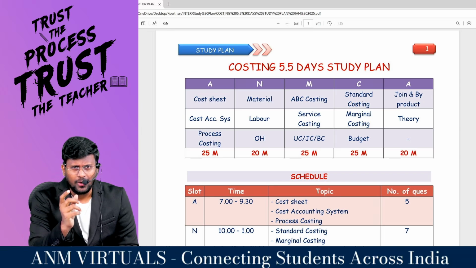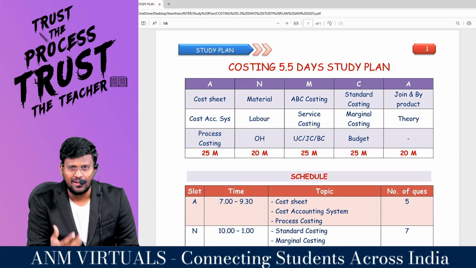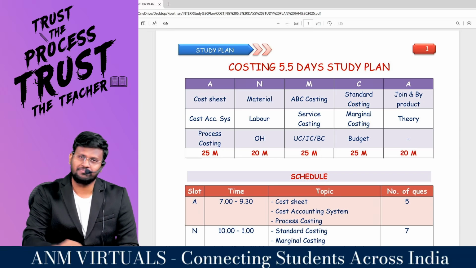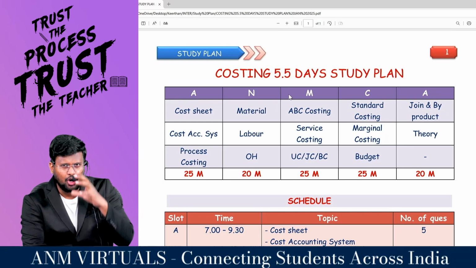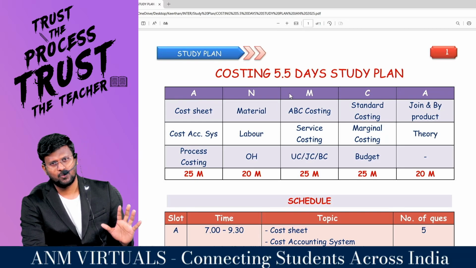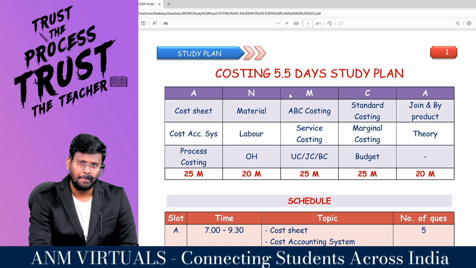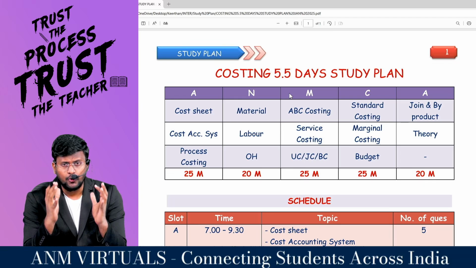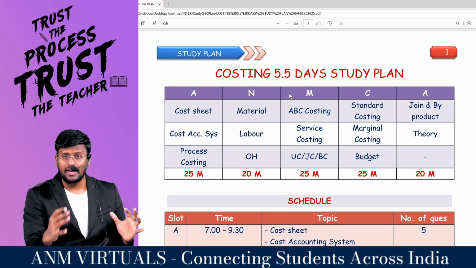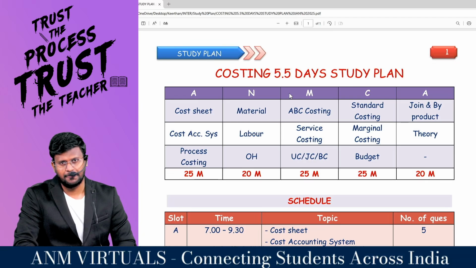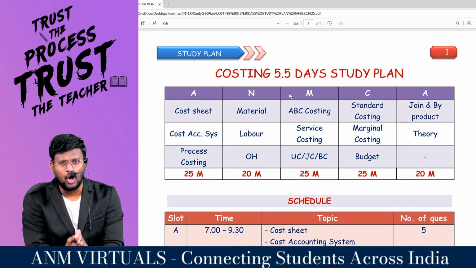Sir, if you are going to write in this Jan group number 2 for CA Inter, this video is for you. For the next 5.5 days, costing being the first paper, I have prepared a fantastic study timetable for you. If you are able to follow this timetable religiously, I can assure you an exemption in costing.